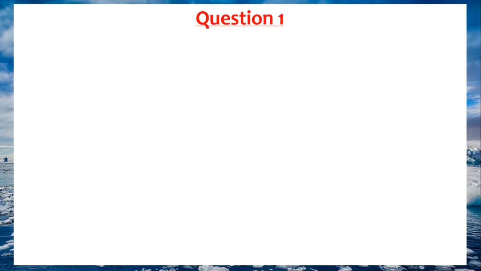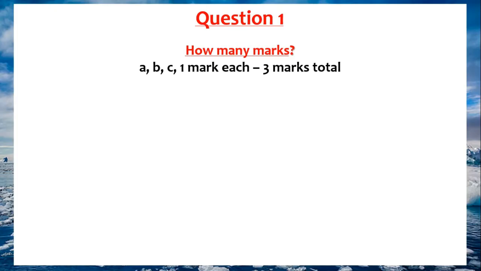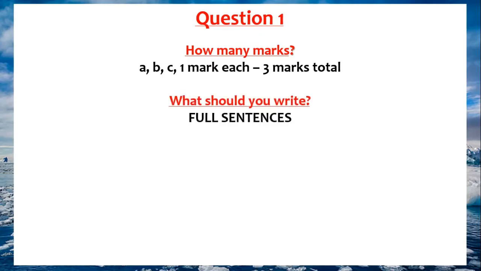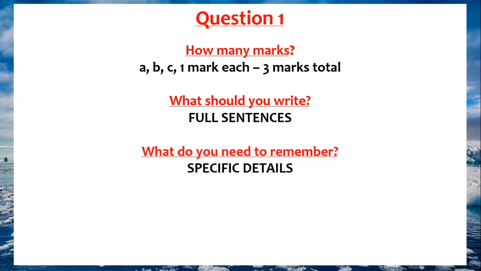So question 1, the main things you've got to remember about question 1 are, it's 3 marks, so you'll get 3 questions, A, B and C worth 1 mark each. What do you need to write? You need to write in full sentences. What do you need to remember? Specific details. This is an information retrieval question, meaning they will ask you to find something and you've got to find it in the text.